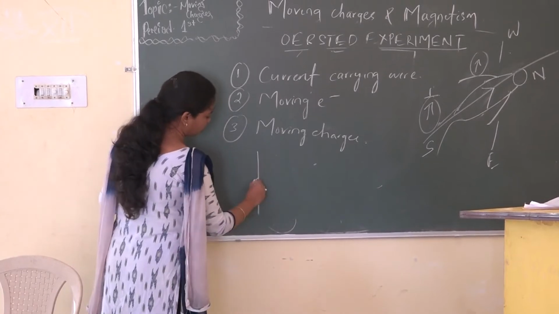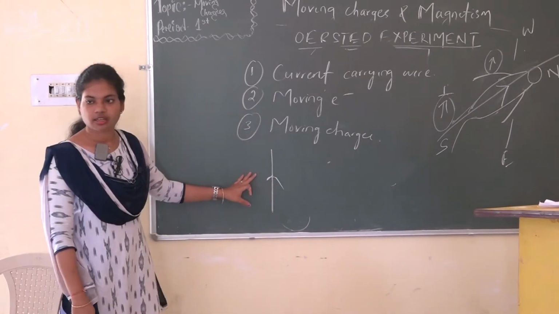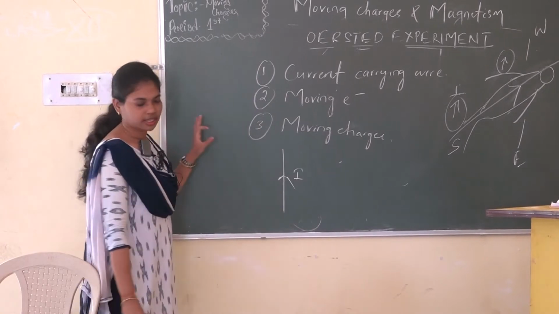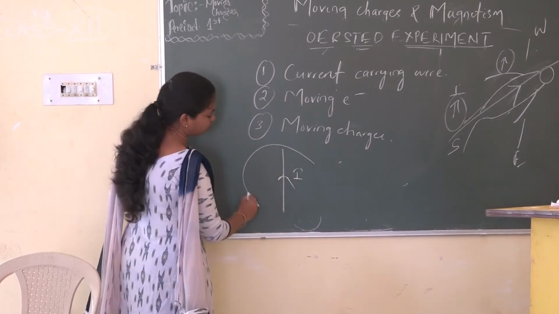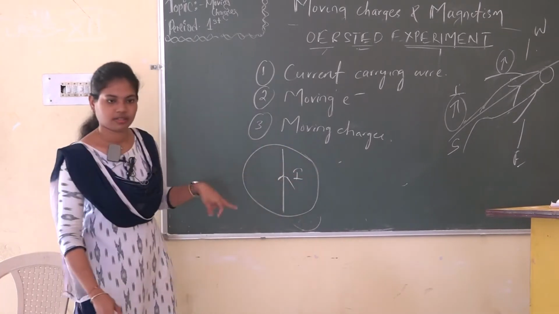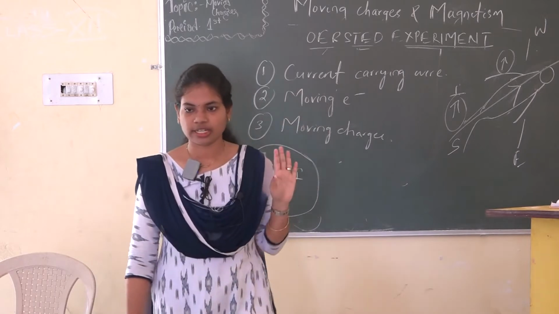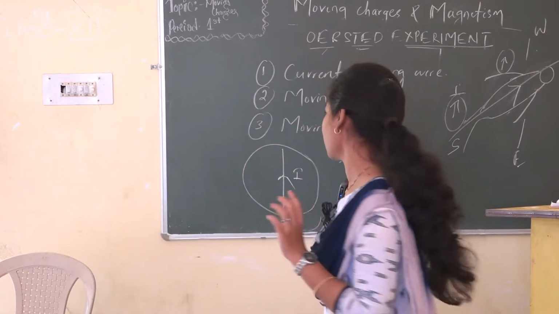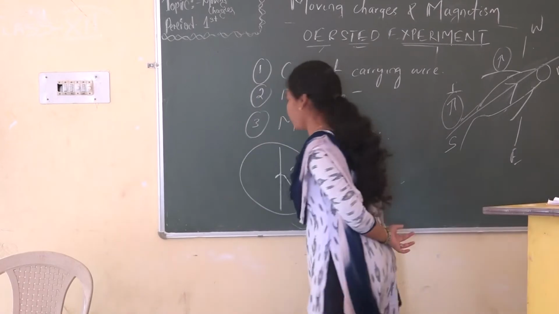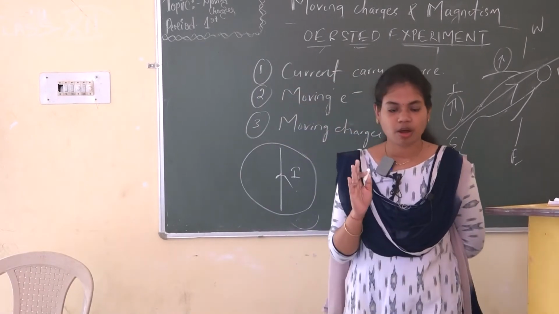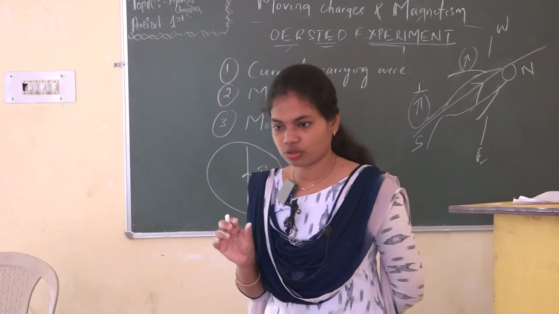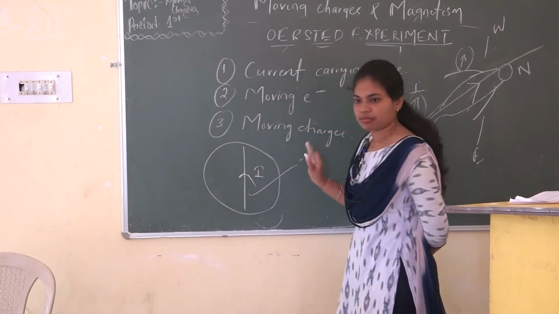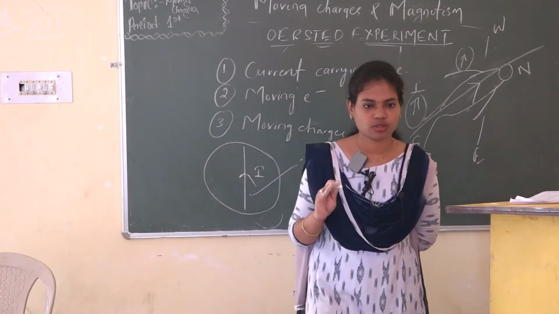Suppose this is a current carrying wire, and the current is flowing in that direction. The space around that current carrying wire is known as magnetic field, in which the current carrying wire experiences some magnetic force. In that region the current carrying wire experiences some magnetic force.